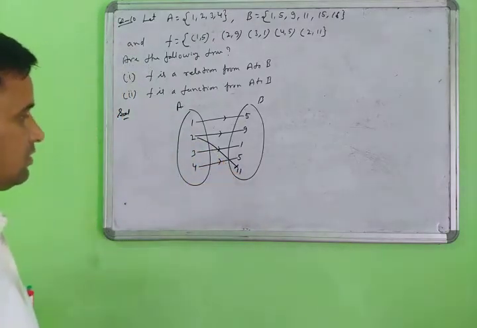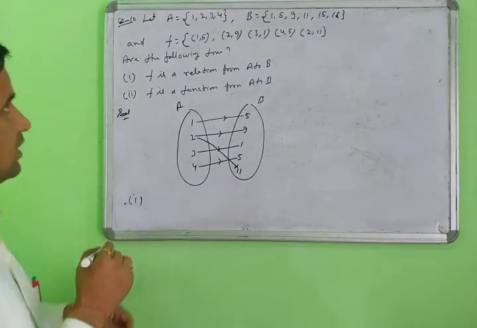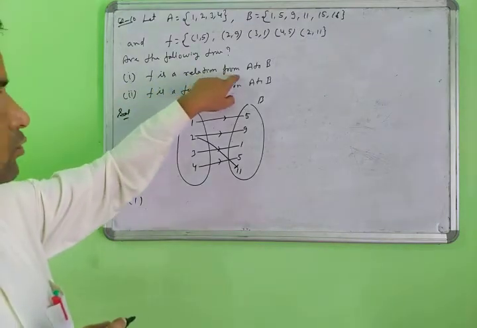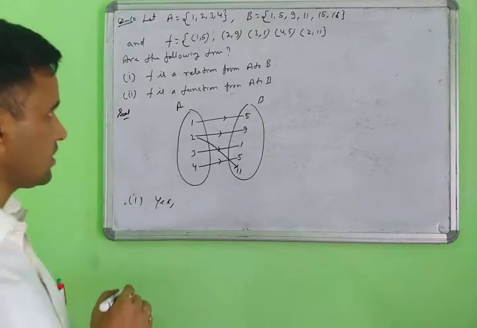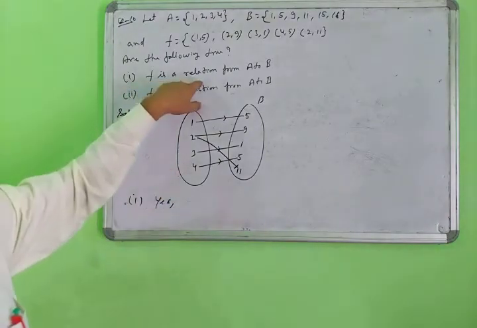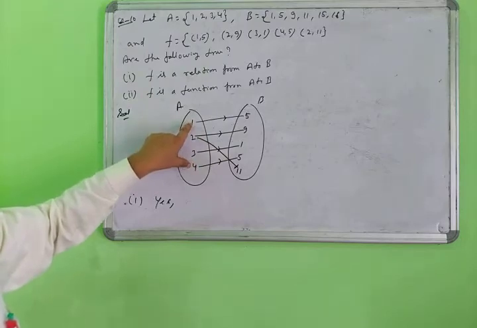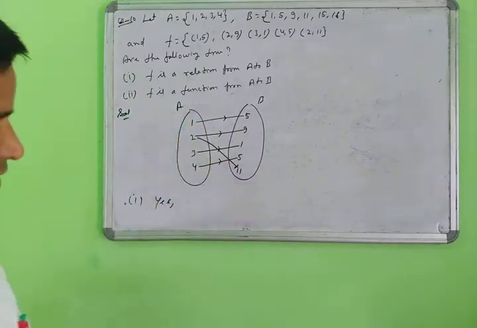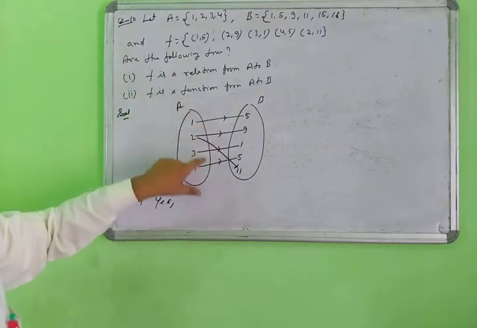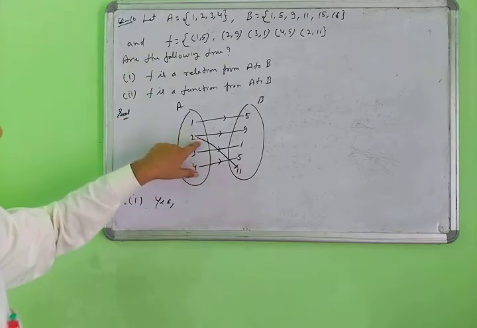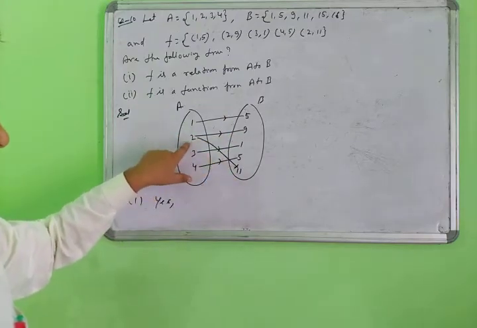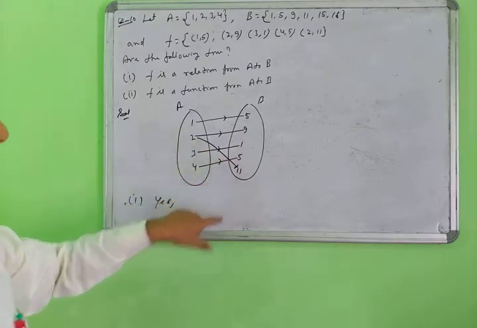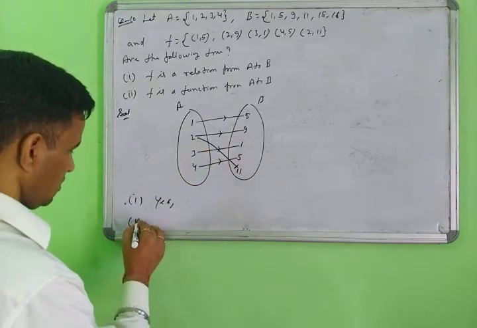Now look here, in the first part: F is a relation from A to B. Yes, you can say yes, because this is a subset of the Cartesian product of sets A and B. This is true. This is a relation, which can have an element with 2 images.